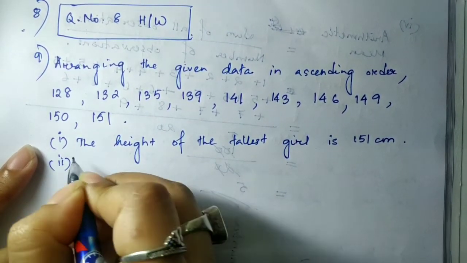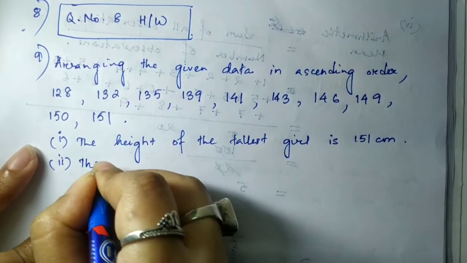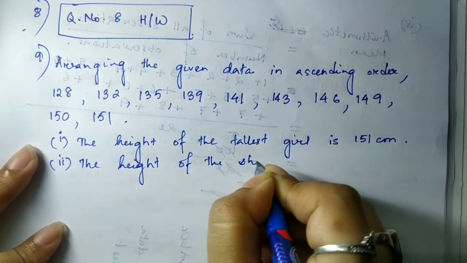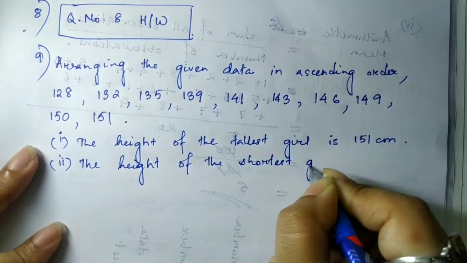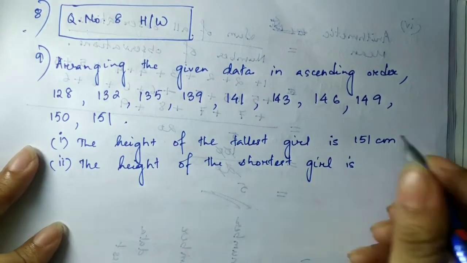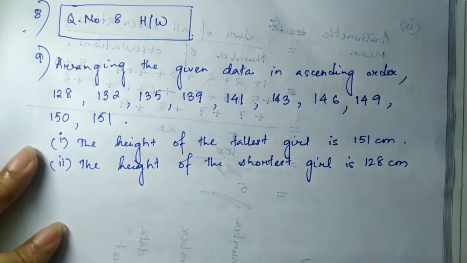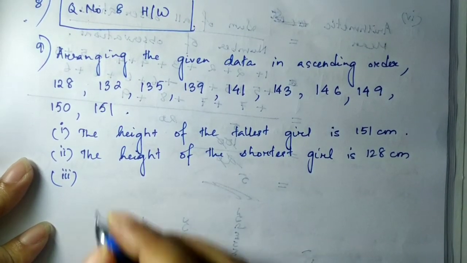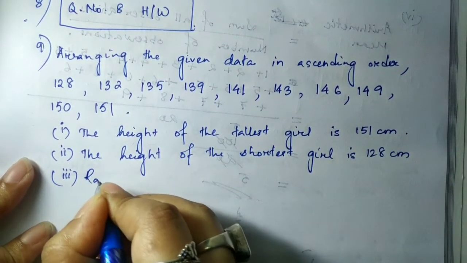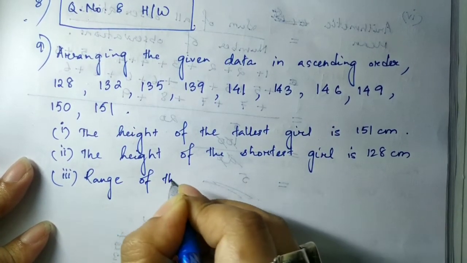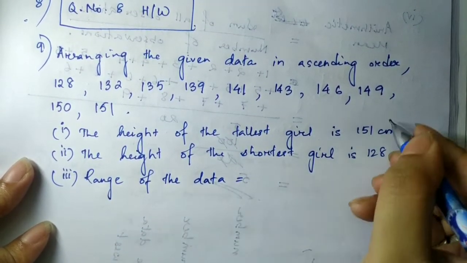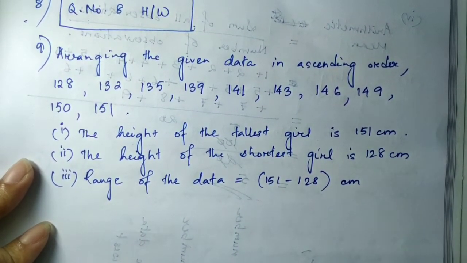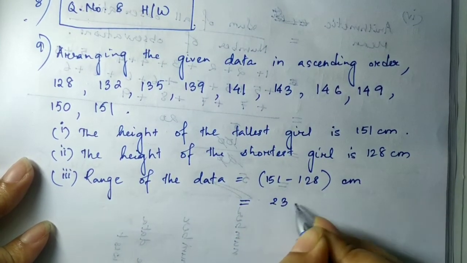For number 2, it's given, what is the height of the shortest girl? So the height of the shortest girl is what? 128, the first number, that is the smallest one. Okay, done. Let's move on to the third question. What is the range of the data? So range of the data is equal to the highest, all of you know 151 minus 128, unit will be in centimeter. When you subtract, you will get 23 centimeter.